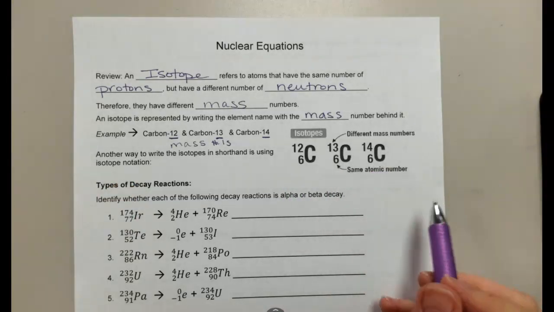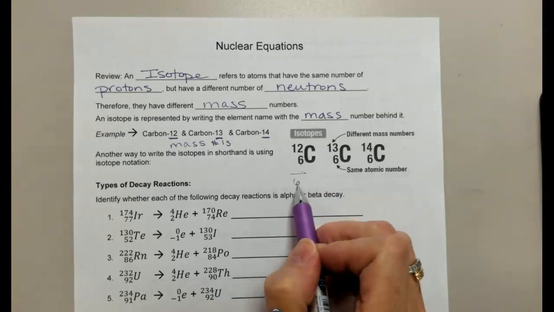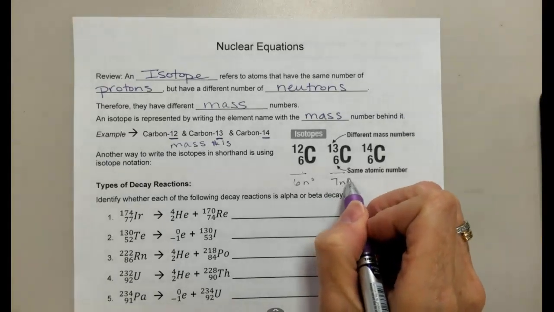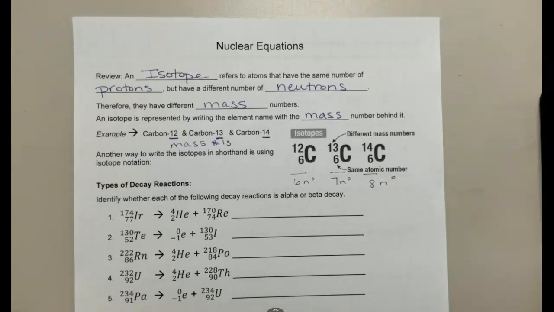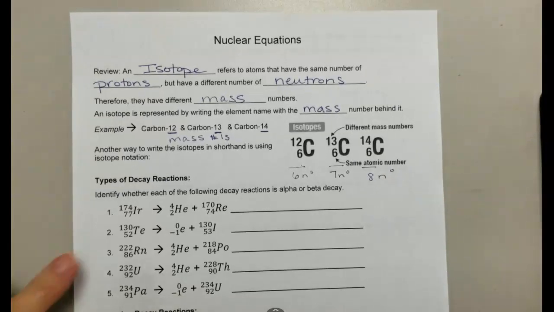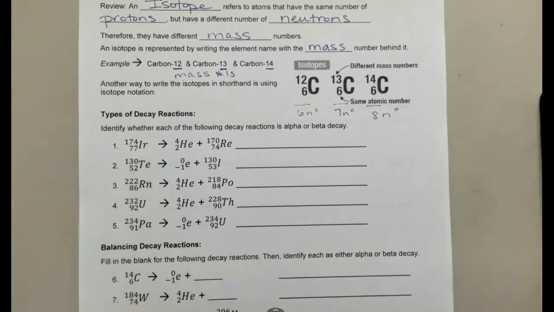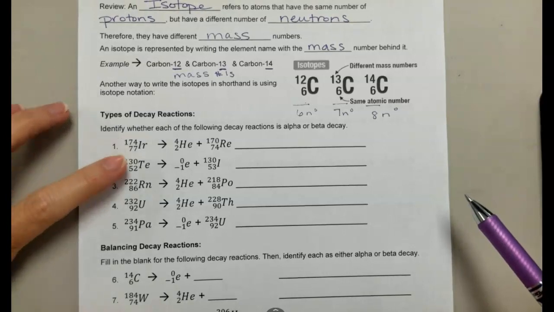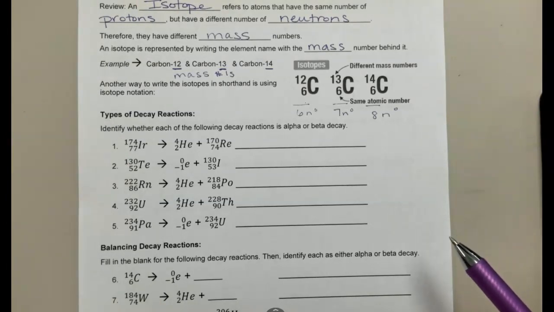How do I find the number of neutrons? I would just subtract. So 12 minus 6 would be 6 neutrons. 13 minus 6 would be 7 neutrons. And 14 minus 6 would be 8 neutrons. So that's isotope notation. When you see this in nuclear decay problems, remember the mass number is on top, atomic number on bottom.